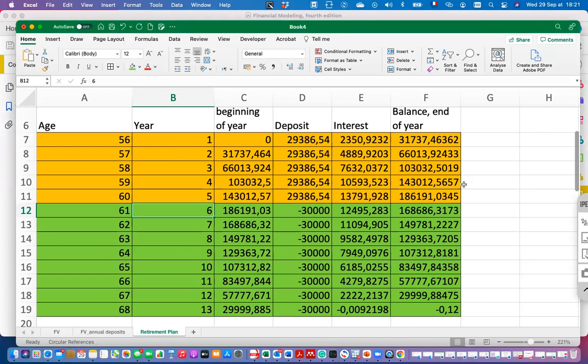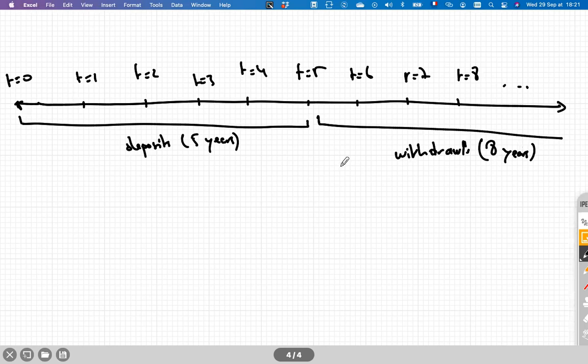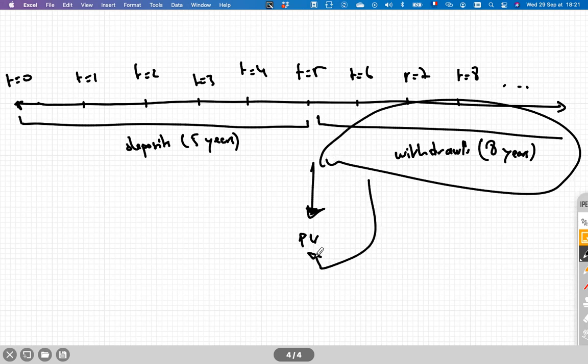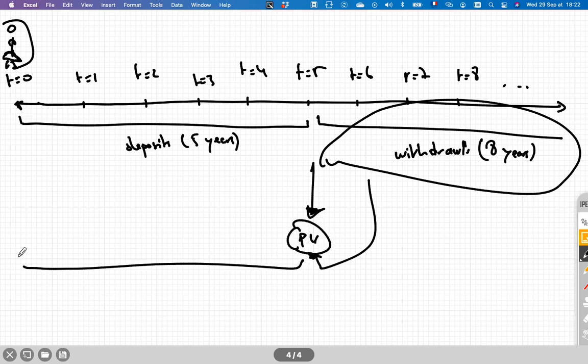Now, if you use the present value here, you will try to find the present value of all these withdrawals and you will bring them here, because we are starting making withdrawals by the end of year T equal to 5. But we are located at T0. So we must make a second present value and move this present value to T0.